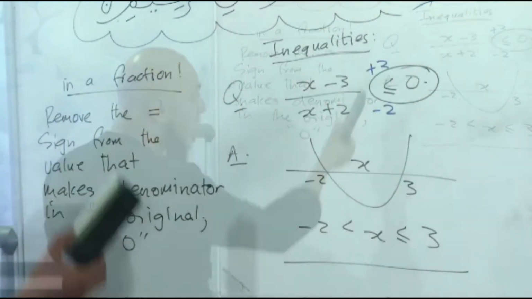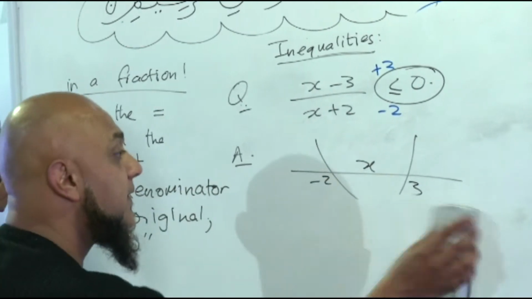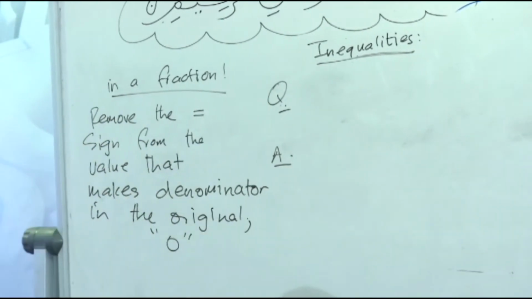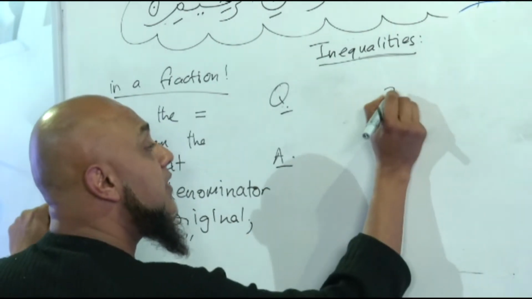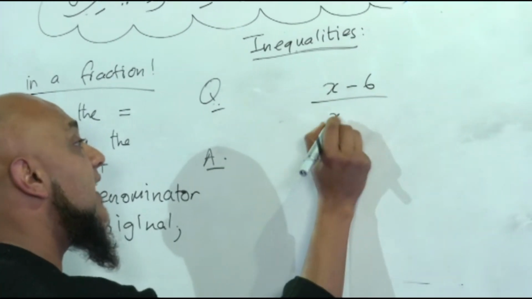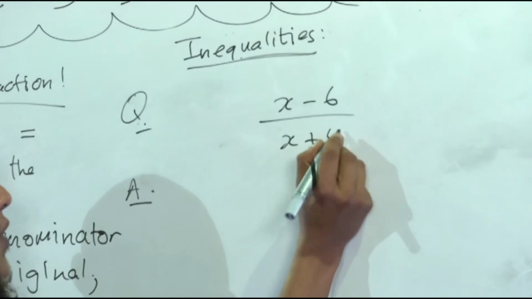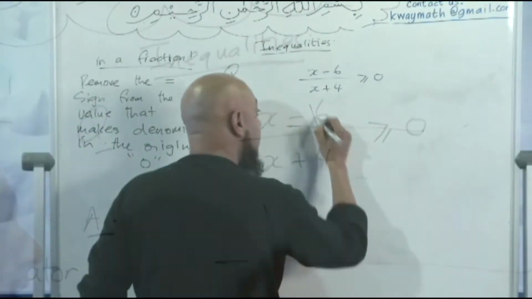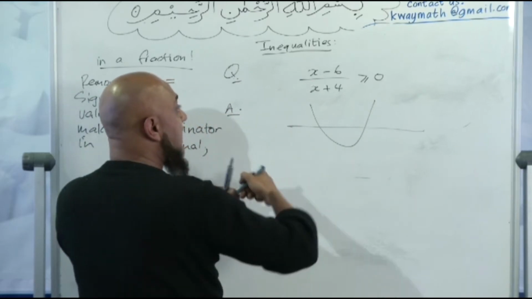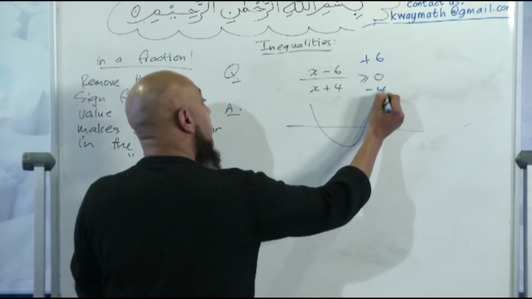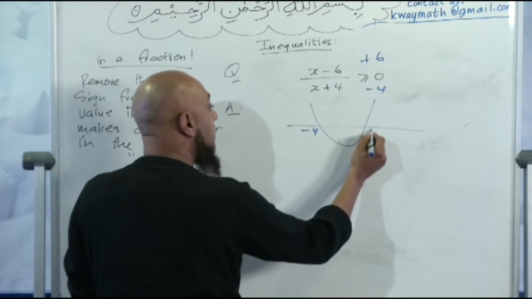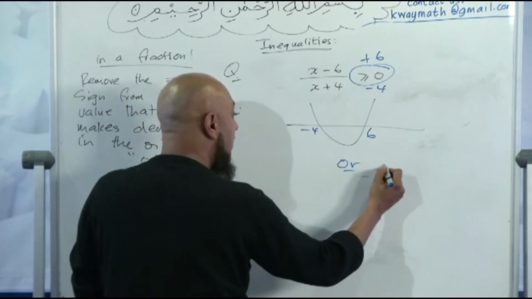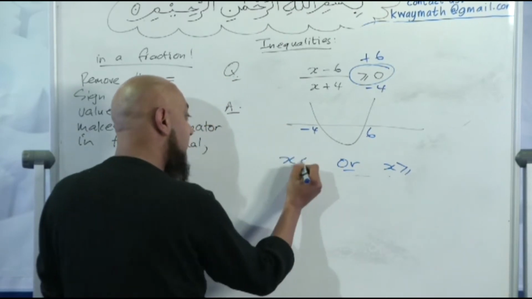Okay, let's take one more example like this. Instead of less than or equal to, let's make it greater than or equal to, and let's see whether you can do that. If I tell you (x minus 6) over (x plus 4) is greater than or equal to 0. Right, we put our parabola there. What are our two critical values? Plus 6, negative 4. So we put negative 4 there, we put positive 6 there. Greater than or equal to 0, or x greater than or equal to, x less than or equal to.